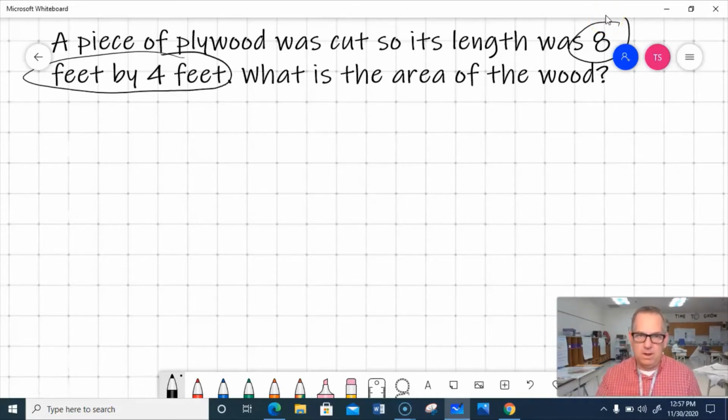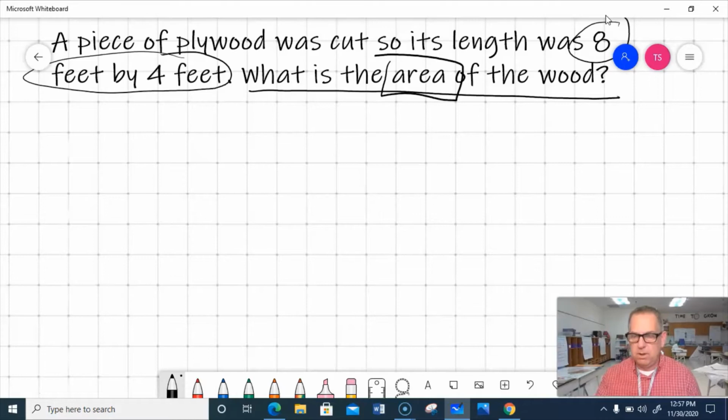And what is the area? So I'll underline that. What is the area of the wood? And I'll box in the word area, because that's going to tell me an operational clue. Operational clue, we know to calculate area. Area is length times width.